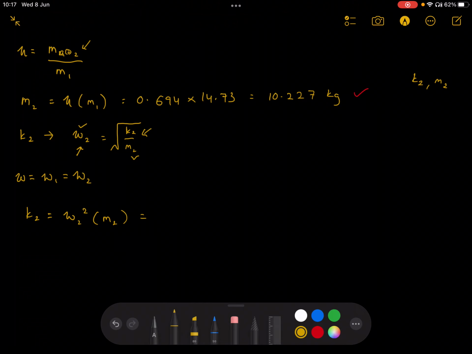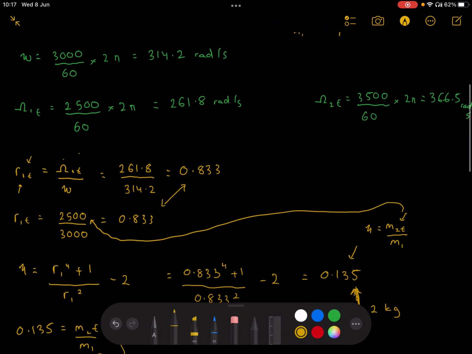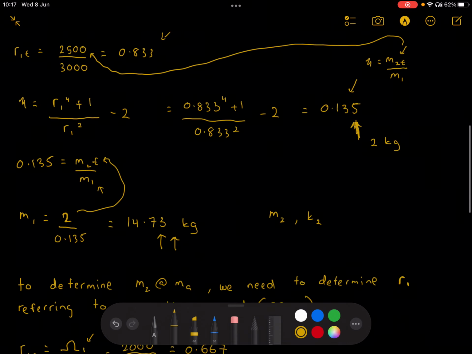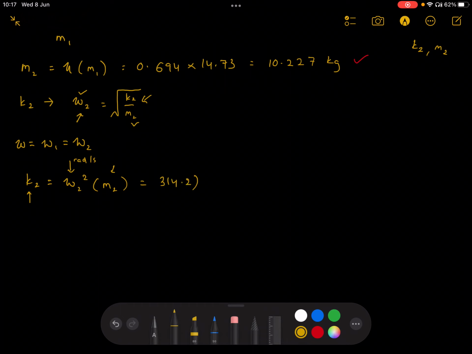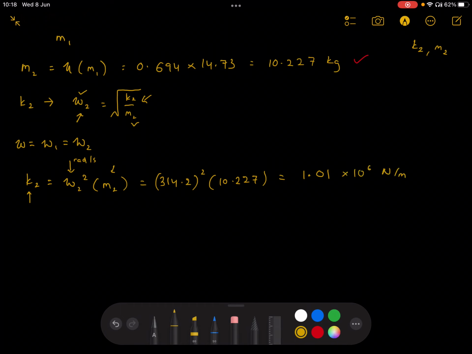We need to know that when we want to find mass or K, we must make sure the omega we use is in the unit of radian per second. That's why I really encourage everyone to convert first to radian per second, because if we use RPM, the unit is totally different. So omega 2 squared, we already defined it earlier, it is 314.2 radian per second. So 314.2 to the power of 2 multiplied with M2, which is 10.227. We got the value of 1.01 times 10 to the power of 6 Newton per meter. From here, we have already determined all of the parameters.